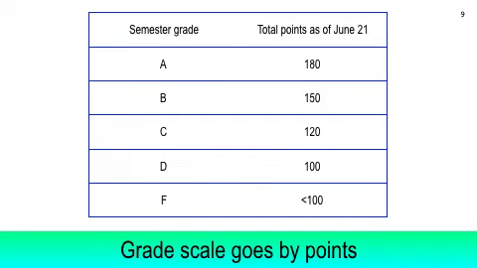To get a semester grade of A, you have to have 180 points. For a B, you have to have 150 points or more. For a C, 120 points or more. For a D, 100 points. And if you get below 100 points, you're going to have an F.